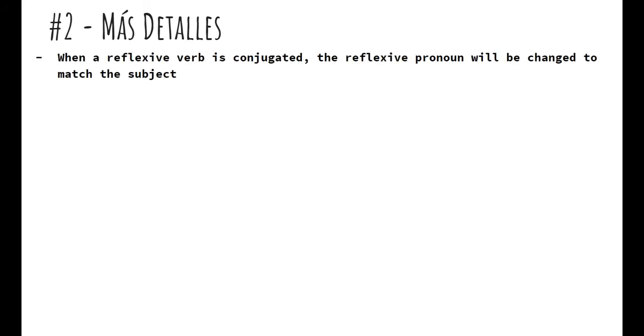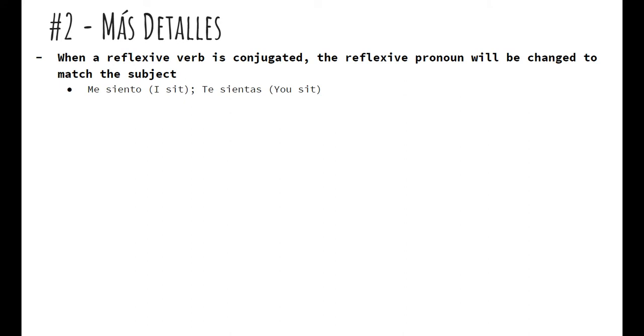All right, a few more details. So this concept is one that is definitely something we don't really have in English. So a lot of concepts that we deal with, there's kind of a reciprocal English equivalent. This one, however, is pretty much its own thing. So when a reflexive verb is conjugated, the reflexive pronoun will be changed to match the subject.